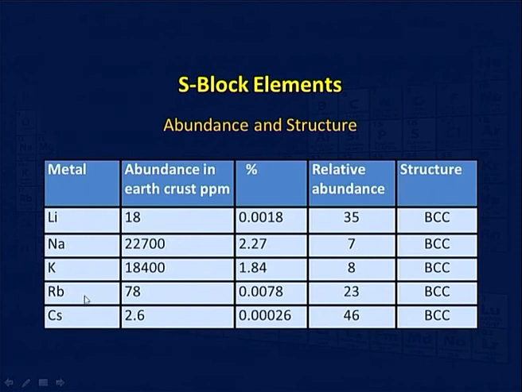And of course, these are slightly lower in concentration. You can see that here, 78 and 2.6, and their relative abundance is quite low in comparison to potassium and sodium. Now, they have got BCC structure, body centered cubic structure. BCC means body centered cubic structure.